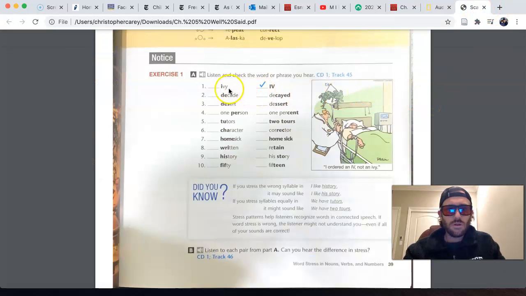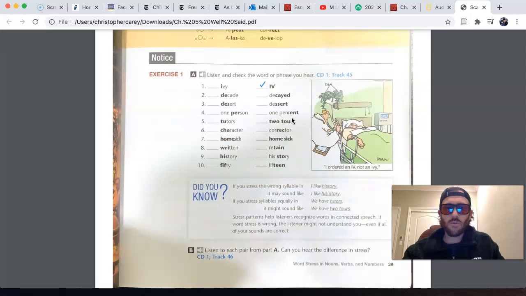Number 2, decade or decade? Decade, decade. Stress was on the de in decade. Number 2 is decade. Excuse me, number 3, desert or dessert? Desert or dessert? Desert for number 3. Number 4, one person or 1%?